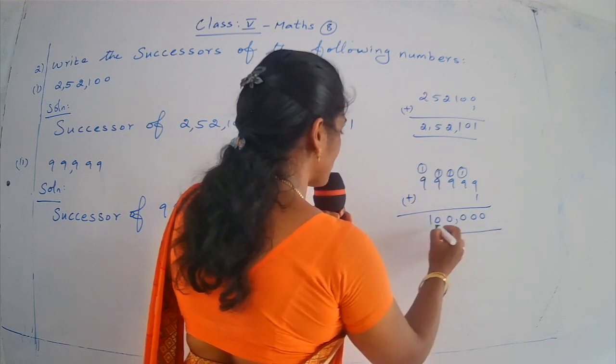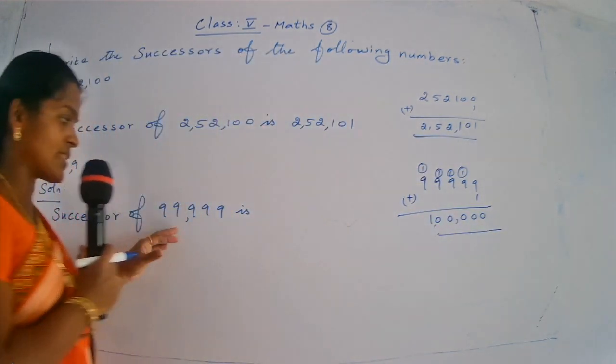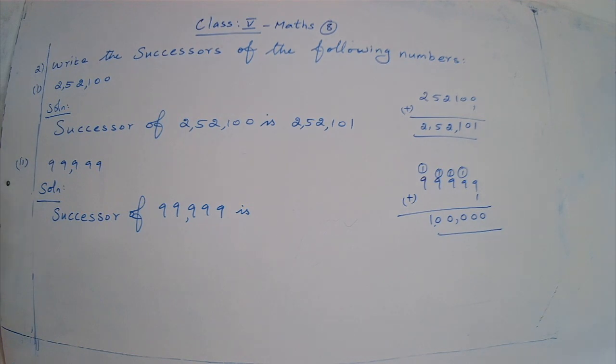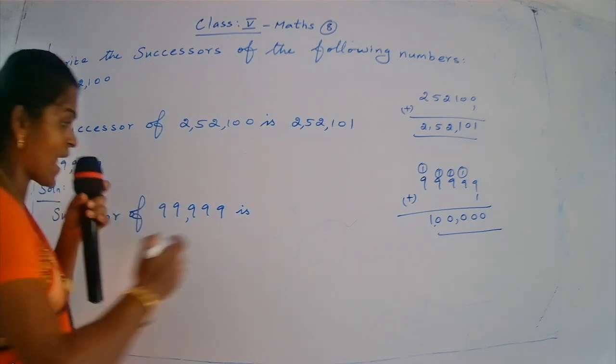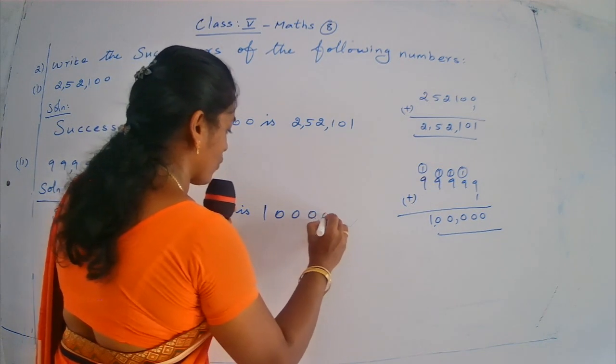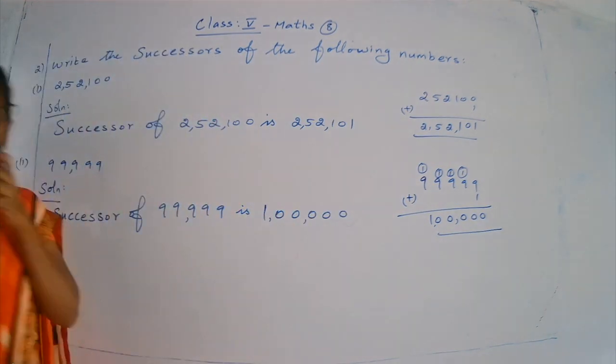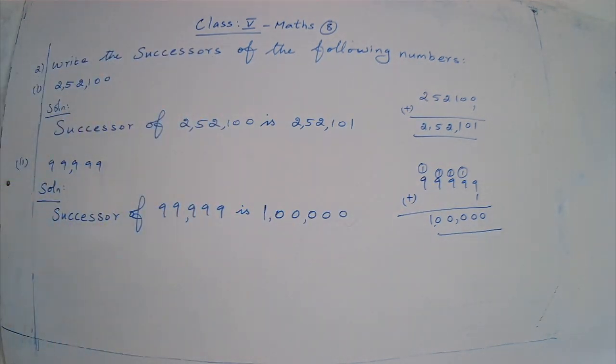So your answer is 1 lakh. The successor of 99,999 is 1 lakh. Okay, children? The successor of 99,999 is, your answer is 1 lakh. We can get the successor of a number by adding 1 to it, otherwise the number that comes just after a given number. Okay, children? Do you understand? Yes. Now you come to the third one.